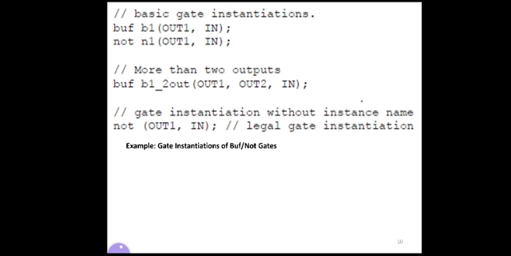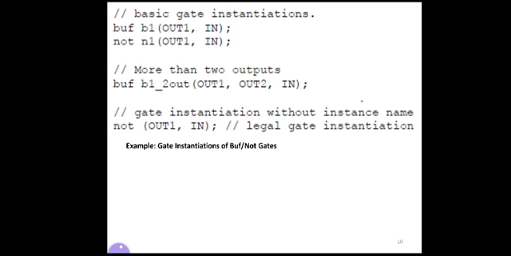Similarly, the NOT gate: not n1 (out1, in). This is how we instantiate a buffer and an inverter. Similar to this one, we can have more than one output. In that case, the example is buff, followed by the instance name, then out1, out2. Outputs are written first. So if you have two outputs, out1 and out2, followed by one input, that is in.